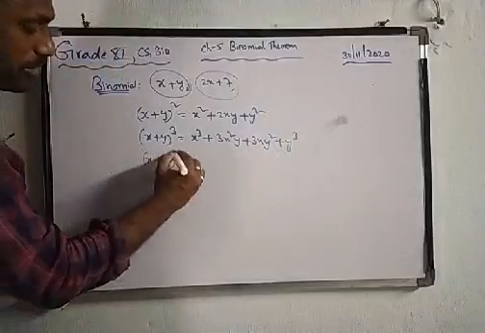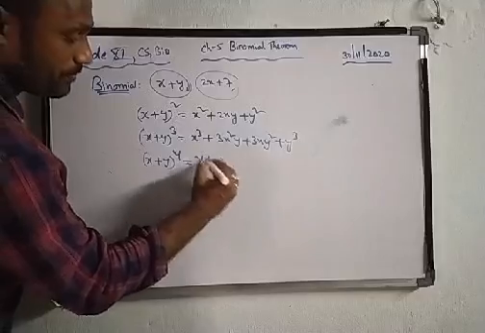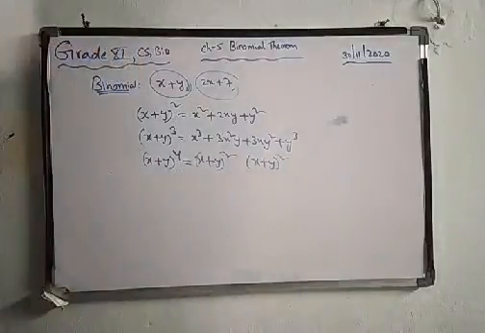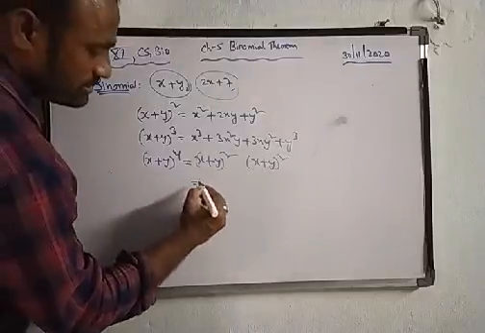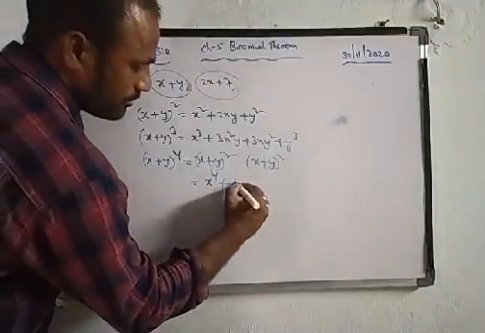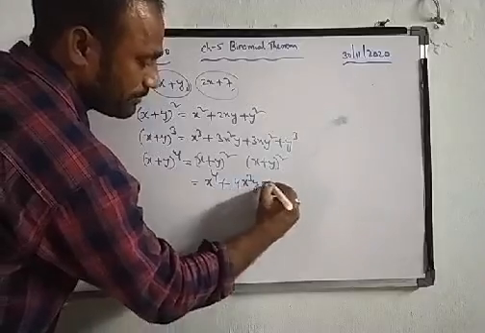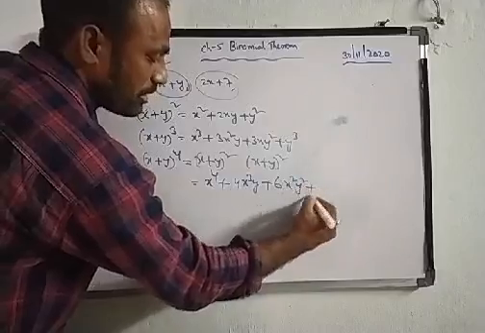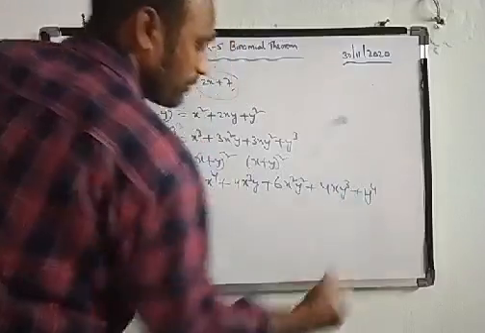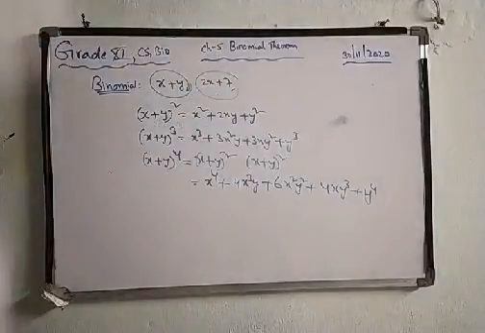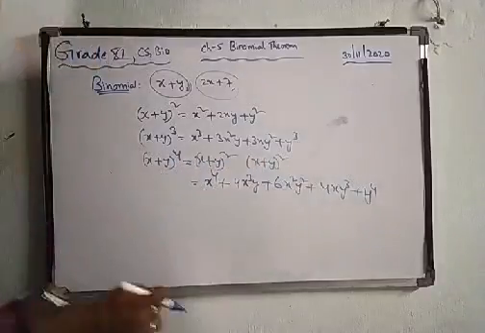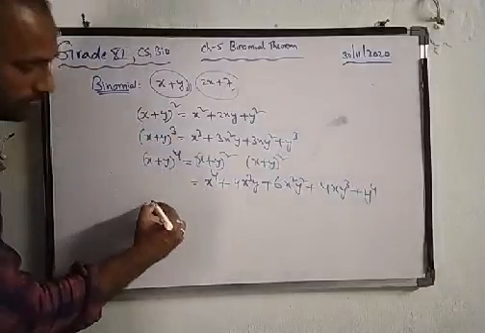Next, (x plus y) to the power of 4 can be written as (x plus y) whole square times (x plus y) whole square. And that can be written as x to the power of 4 plus 4x cube y plus 6x square y square plus 4xy cube plus y to the power of 4. So this is the expansion form; if I multiply this expansion into this expansion, I am going to get this expansion.